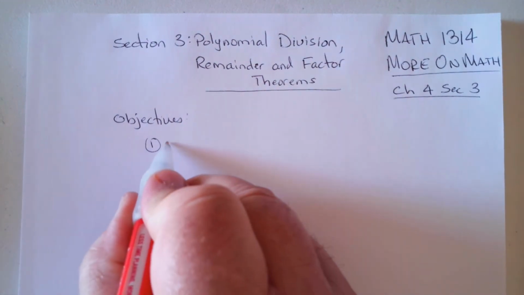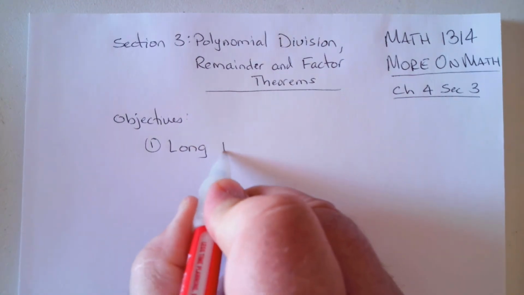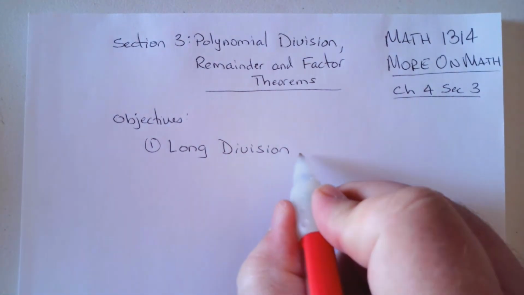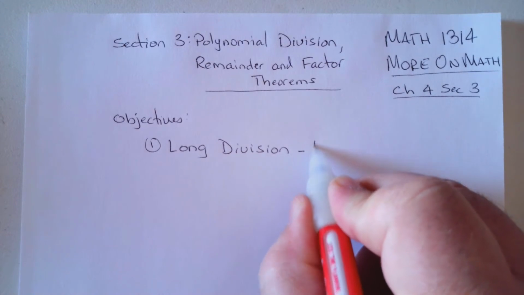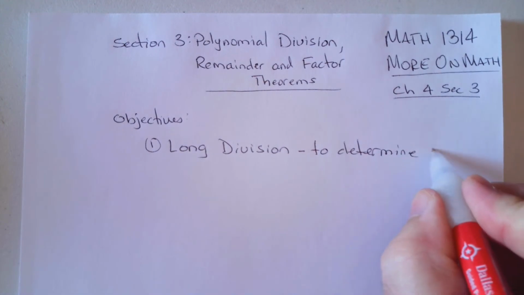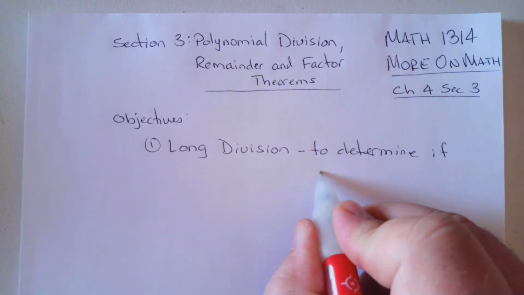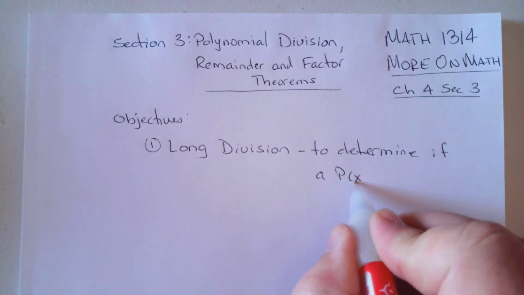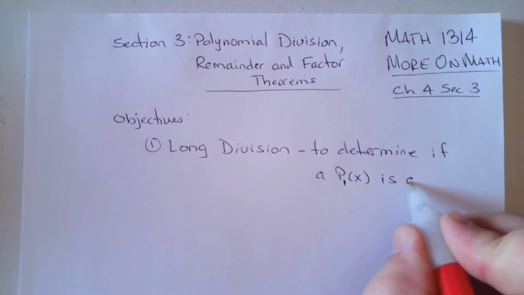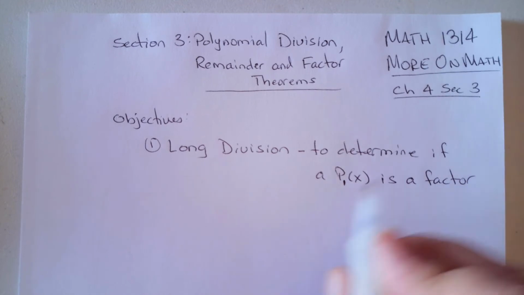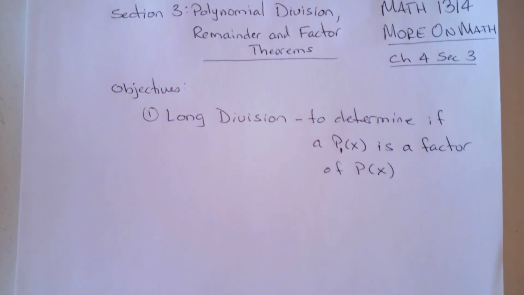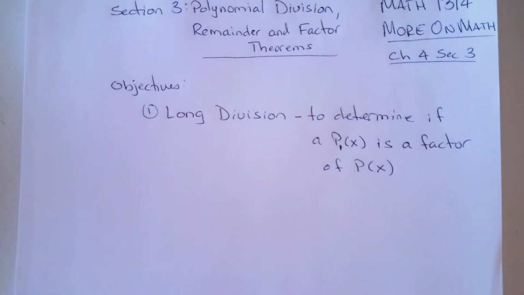There are two parts here. There's long division, which is used to determine if a polynomial p sub 1 of x is a factor of a larger polynomial. Alright, so that's what long division is for.